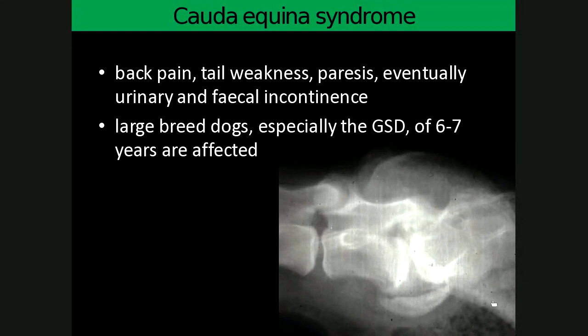And in this image here, one can clearly see that there's a narrowed intervertebral disc space at L7 to S1. The end plates are sclerotic. There is spondylosis present, which indicates in this patient that there is some sort of instability here. So here we've got Cauda equina syndrome, probably due to a disc protrusion or extrusion in this area.